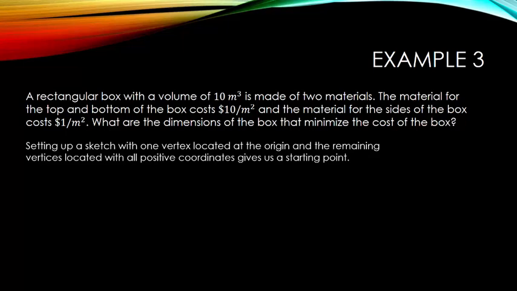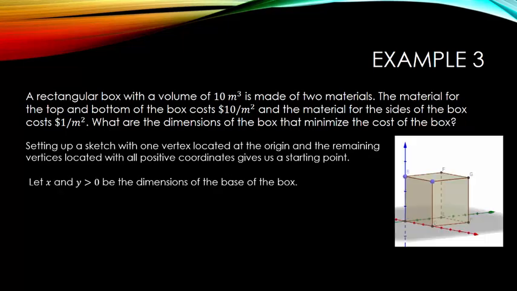I'm going to set up a sketch where I have a box located with a vertex at the origin of a three-dimensional coordinate system so that I can visualize what is happening. Now I'm going to let x and y be greater than 0, and these will be the dimensions of the base of the box. And we're going to let z be greater than 0, and that will be the height of my box. The volume will be x times y times z is equal to 10. I can solve this for z, and I get z is equal to 10 divided by xy.